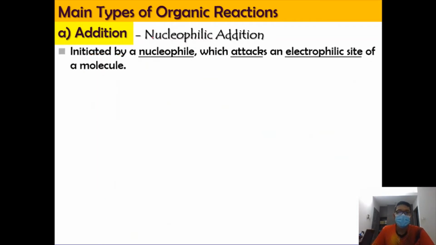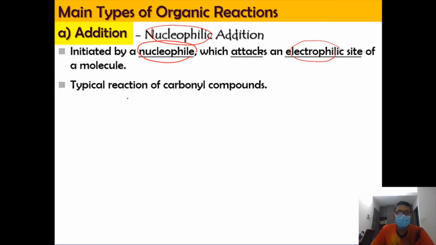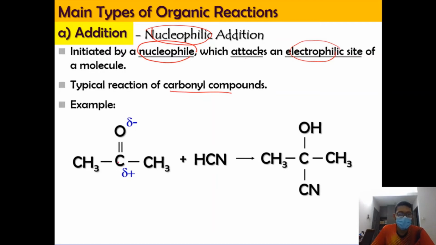Alright, now we're going to look into another type of addition, which is nucleophilic addition. So nama pun nucleophilic addition, it is initiated, dimulakan oleh nucleophile, where the nucleophile attacks the electrophilic site. Okay, so these are the typical reactions of the carbonyl compound, for example, CH3 C double bond O CH3. So you know that this is a polar bond, and oxygen is more electronegative, so it will pull electron density towards oxygen, and the carbon is going to be a positive terminal. Okay, so it's going to be the electrophile, and the CN here is going to be the nucleophile.